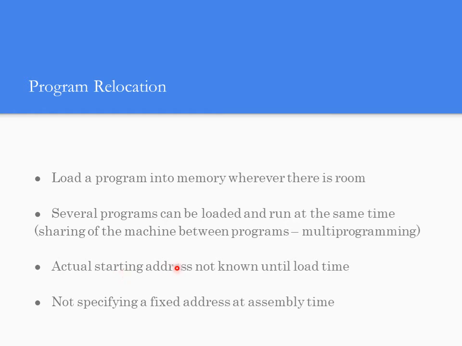So the actual starting address will not be known until the load time, right? Because you can load the program wherever there is room. So it's not specifying a fixed address at assembly time. Until now, what we have seen is absolute location, where we are loading the program at a fixed address. But in this case, we will not know the fixed address during the assembly time.